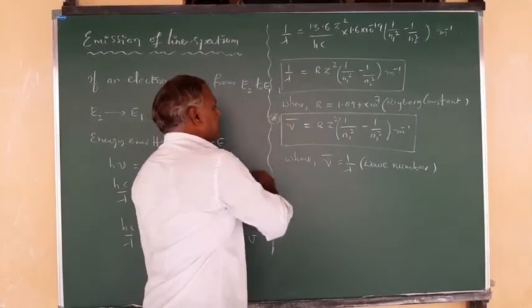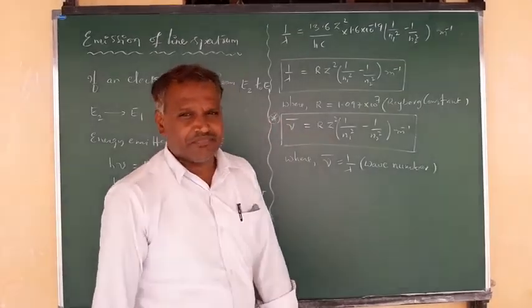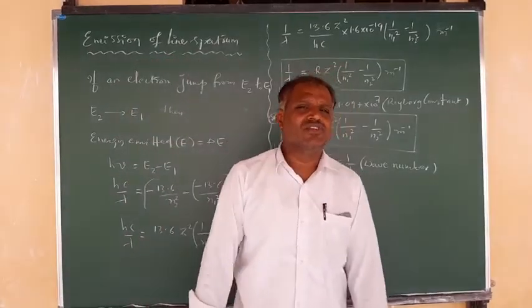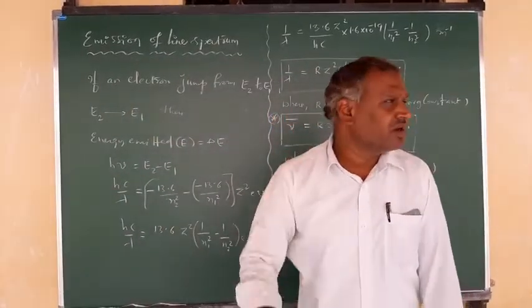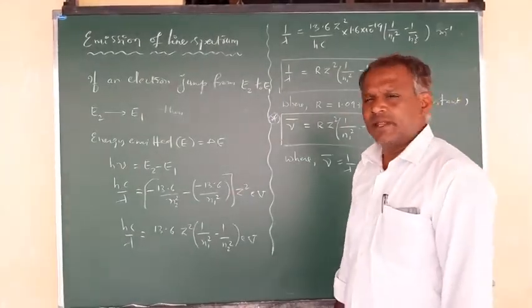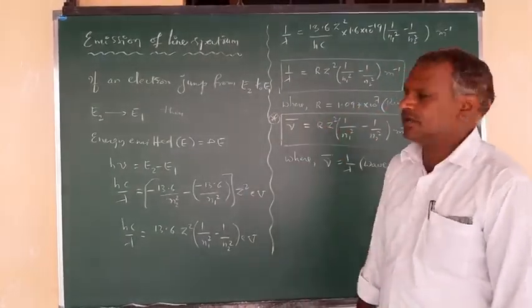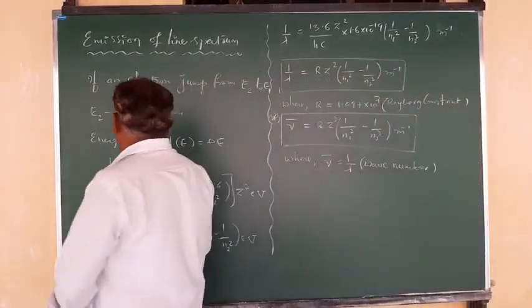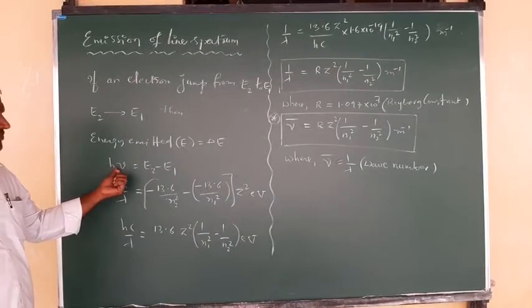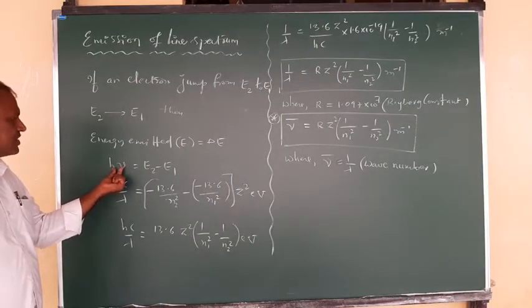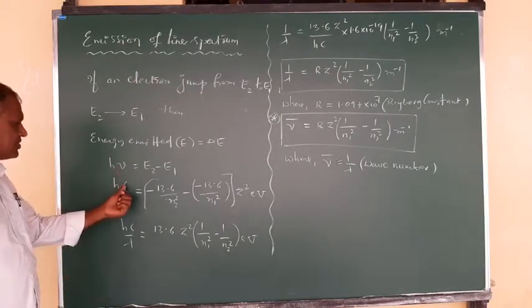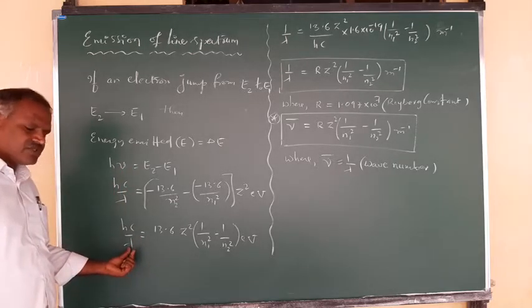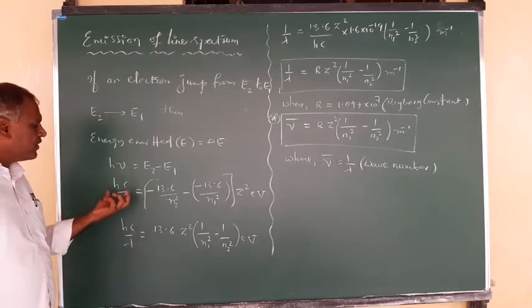So from this equation you can calculate the wavelength emitted during the transition of electrons from higher energy to lower energy, or from one energy state to another energy state. So this equation is important. And if you observe here, it is the frequency, h nu, hc by lambda. Here also hc by lambda is there, and we want to find out the frequency.